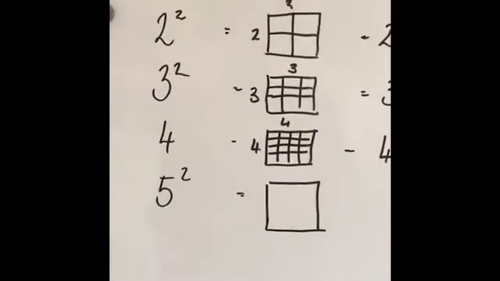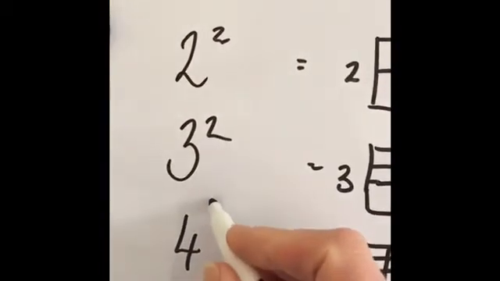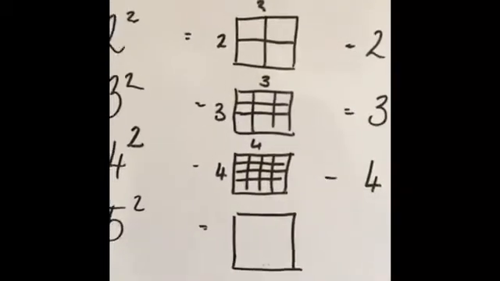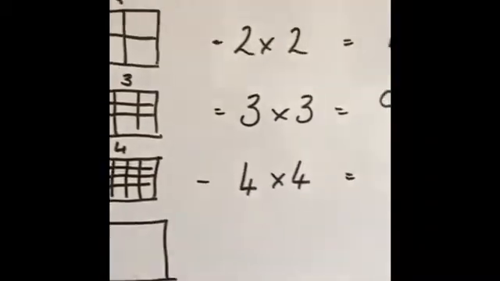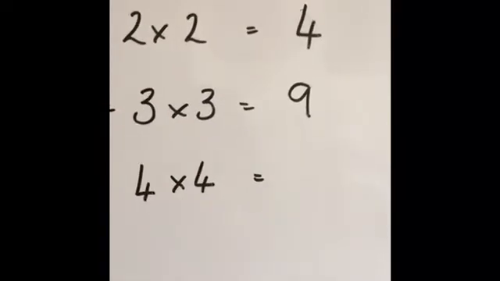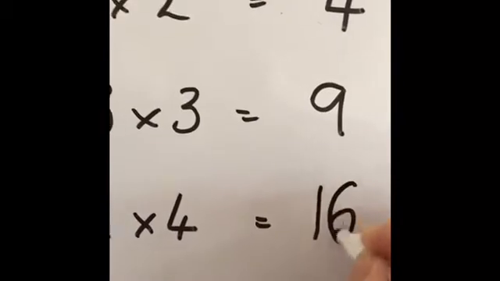4 squared is, I've got the little square there, let me put it on just so you can see. 4 squared is 4 squares by 4 squares. 4 times 4 equals, I wonder who can tell me first. 4 squared equals 16.